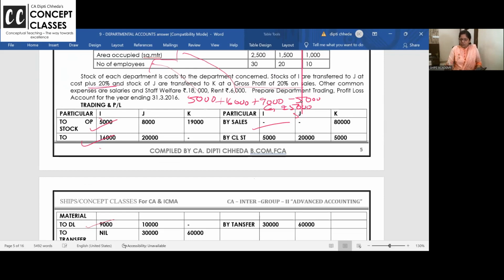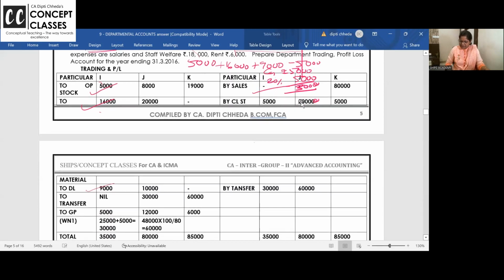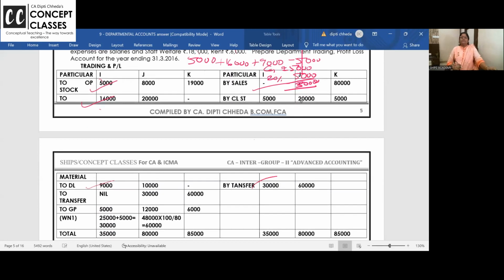I to J. Okay. Please watch that video. That is quite in detail, but shortly I'm giving you the gist also. I to J, I'm sending you 25,000 goods with 20% of my loading 5,000 and transfer price will be 30,000. देखो. Transfer credit हो गया I में और J में 30,000 के goods आ गए.